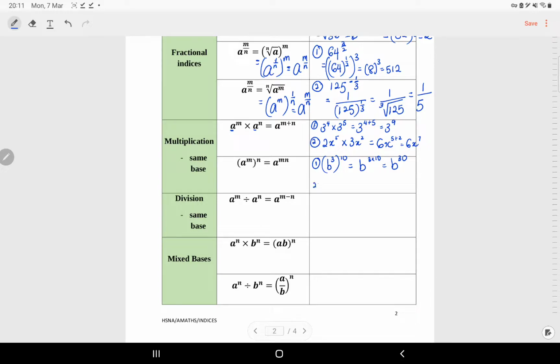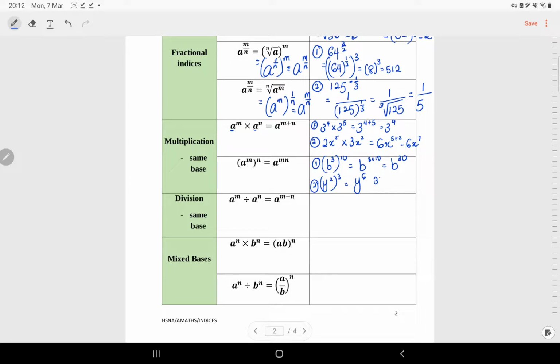Or, for example, y squared, the whole thing to the power 3. The whole thing to the power 3 means you multiply the powers, 2 times 3 is 6. So y to the power 6.